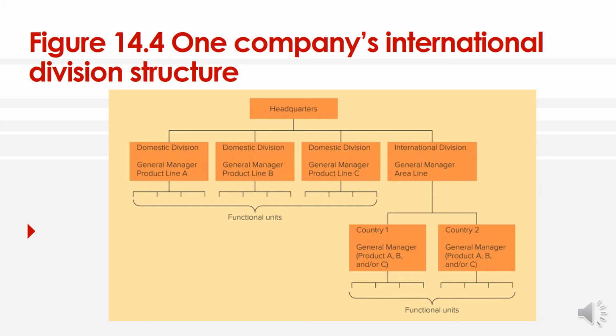There are also 3 domestic divisions in this example, with a general manager for each of the 3 product lines: product line A, B, and C. The 3 domestic divisions and the international division are all on the same level and report directly to headquarters. Functional units branch off each domestic division, reporting to the general manager for their product line.